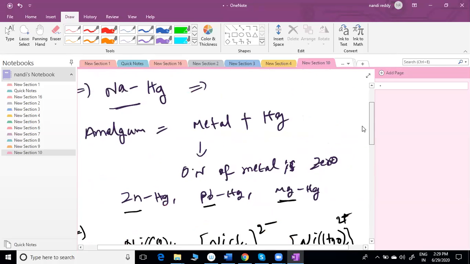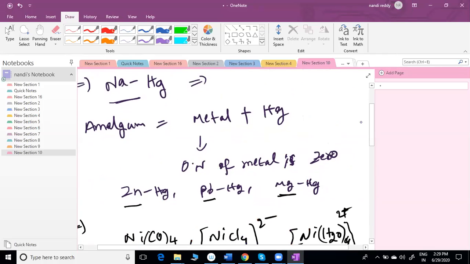Amalgams: 0 metal oxidation state. Please check it one by one. Try to note down clearly. I am repeating all the slides instead of asking; now only I am showing. Please note down.